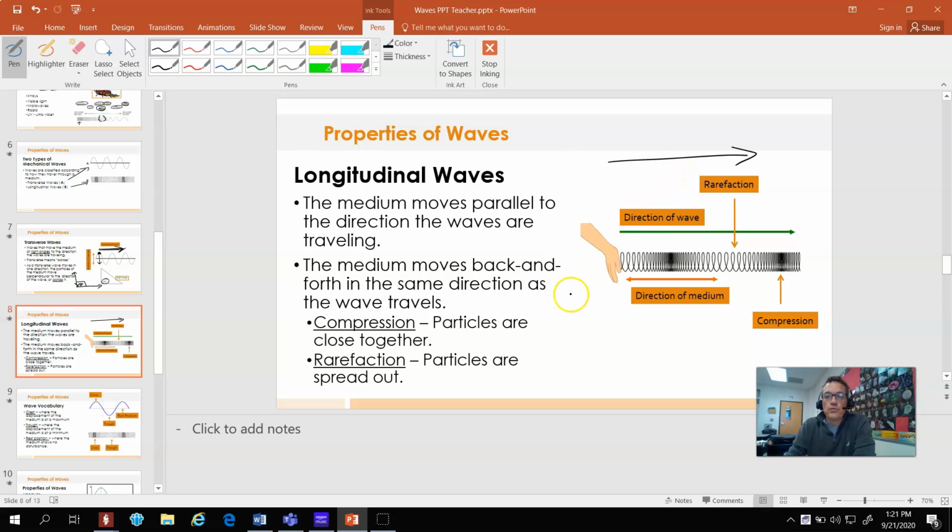But where this one differs is that instead of the medium going up and down, what we end up having is the medium travels in the same direction. It travels parallel to the wave itself.